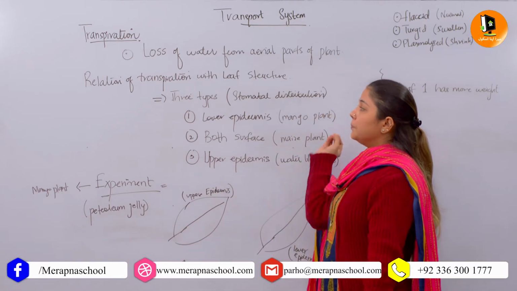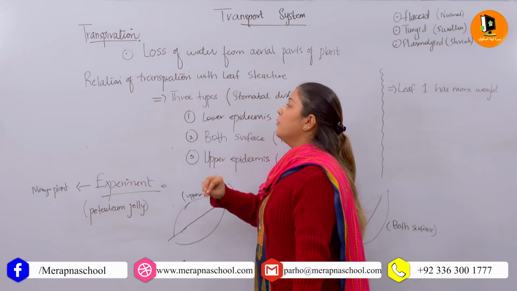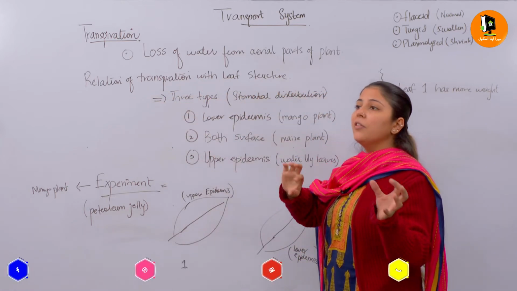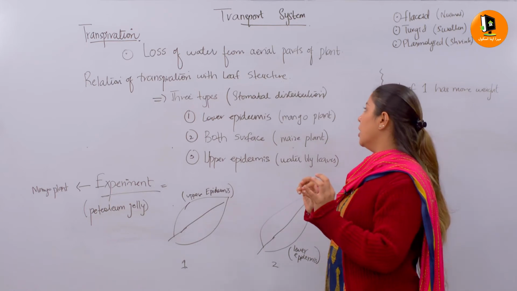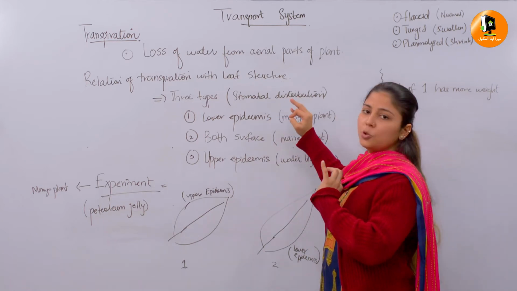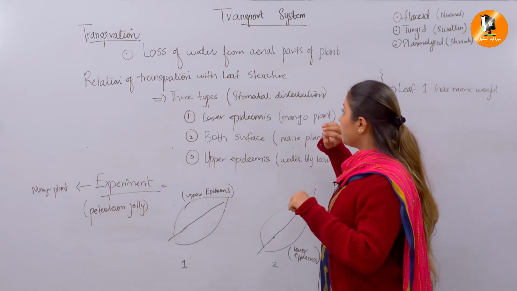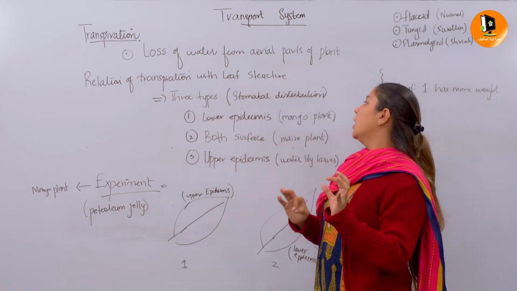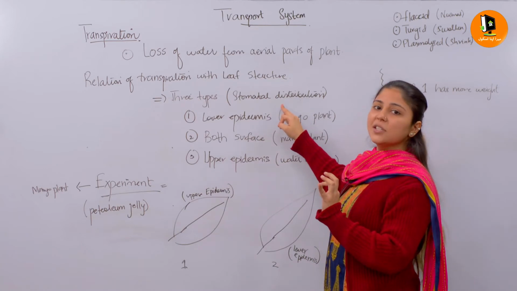Now, in this video, you have to understand the relation of transpiration with the leaf structure, because leaves have different structures according to their stomatal distribution. We have divided leaf structures into three important types according to their stomatal distribution.